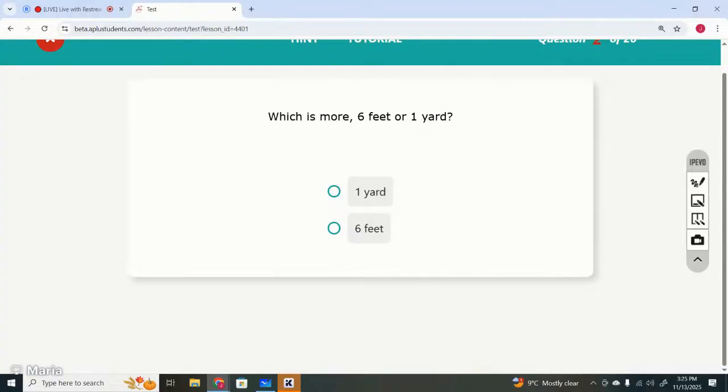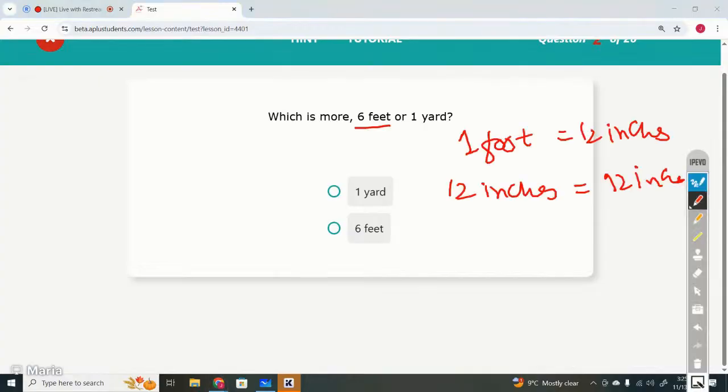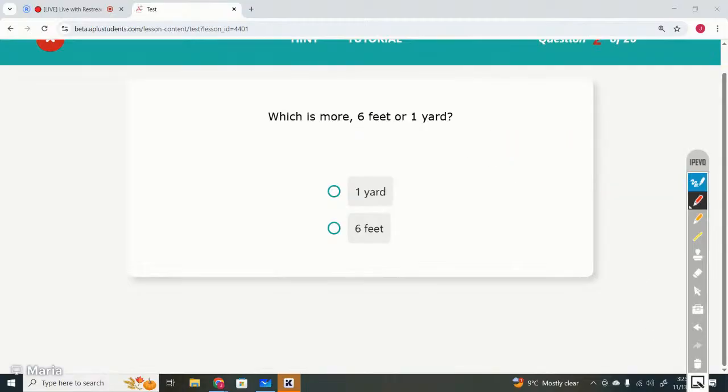Which is more, 6 feet or 1 yard? So 1 yard equals how many feet? We are going to convert from yards to feet. The first thing we are going to learn is: 1 yard equals how many feet? So 1 yard equals 3 feet.